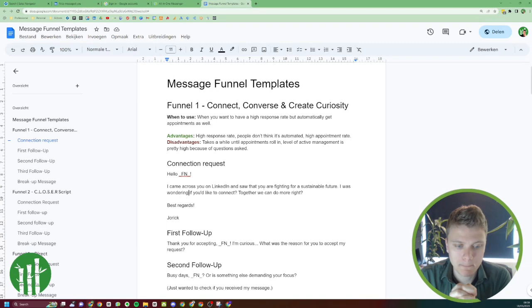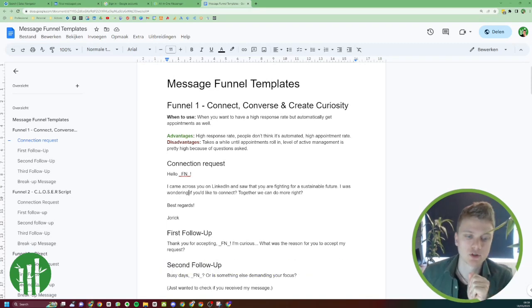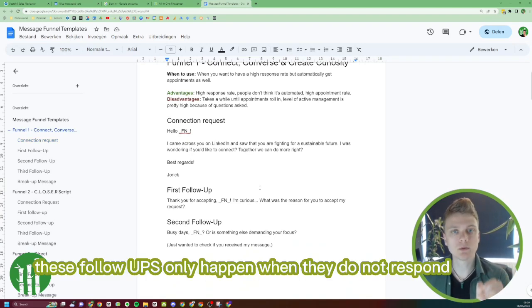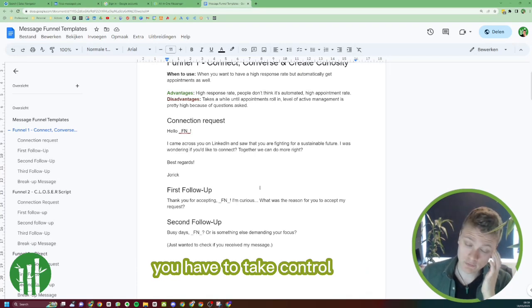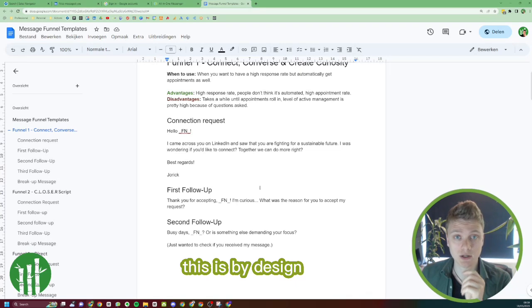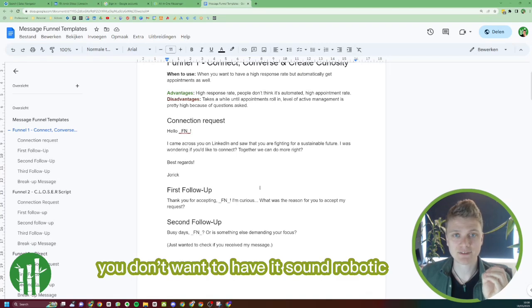Then the second follow-up is, oh, and keep in mind, these follow-ups only happen when they do not respond. As soon as they respond, it's over. You have to take control, you have to take it over from there. This is by design. This is intentional. The reason why is because you don't want to have it sound robotic.